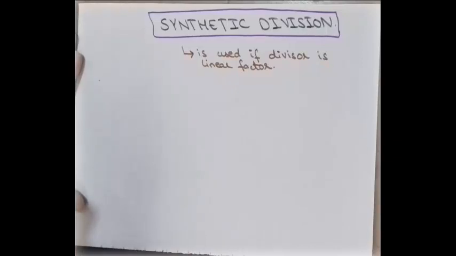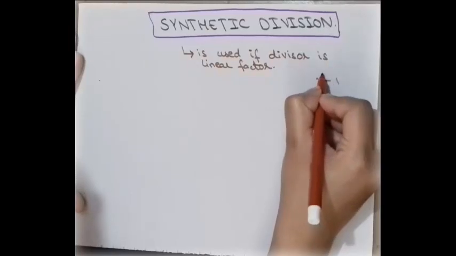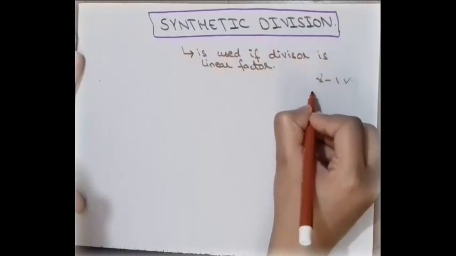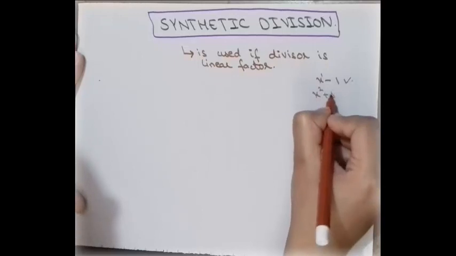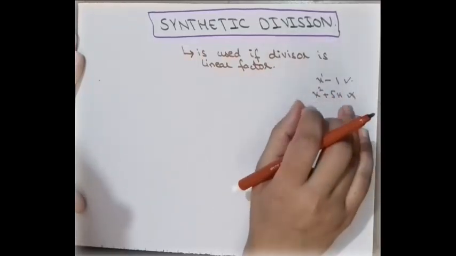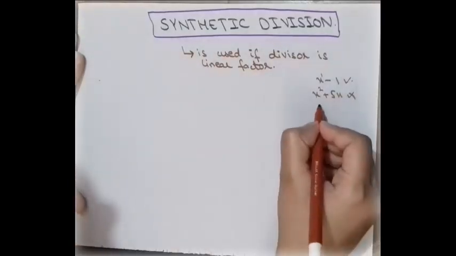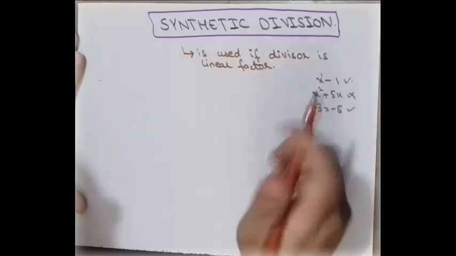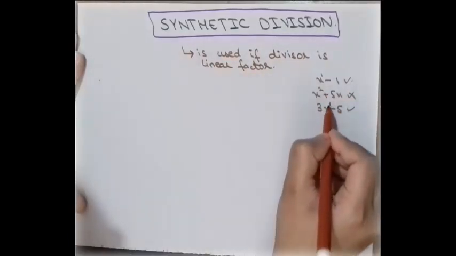For example, if we divide a polynomial by a factor which is x minus 1, where the coefficient is 1, then it is possible. But if we have to divide a polynomial by x square plus 5x or something, then it is not possible with synthetic division. In that case we must go with the long division method. And the other case, for example 3x minus 5, is also possible because the exponent is 1, because the degree of x is 1.